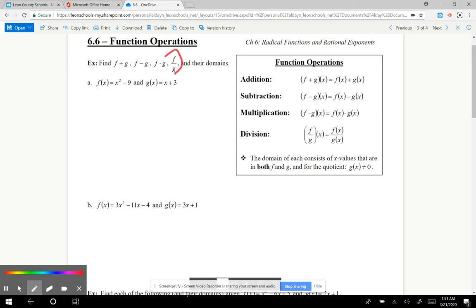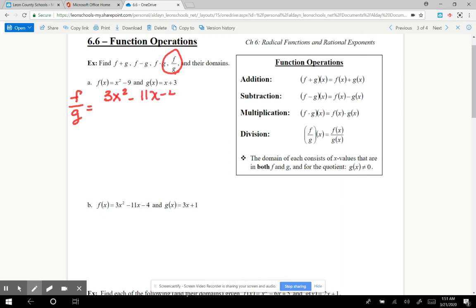All right, the last one we're going to do for practice for this part is f divided by g. Okay, so that's f divided by g. That's f of x divided by g of x. So we have 3x squared minus 11x minus 4 all over 3x plus 1.